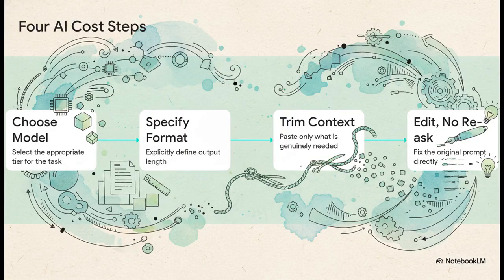And here is the core of our strategy. We call it the 4 steps of cost-conscious AI use. Step 1, choose your model. Step 2, specify the format. Step 3, trim your context. And Step 4, edit, don't re-ask. Now don't worry, these aren't some massive technical hurdles. They're really just simple behavioral shifts. And honestly, the best part? These steps don't just save your organization a ton of money. They actually make you significantly faster and give you way more precise, useful answers. It's a total win-win situation. Let's break them down one by one.